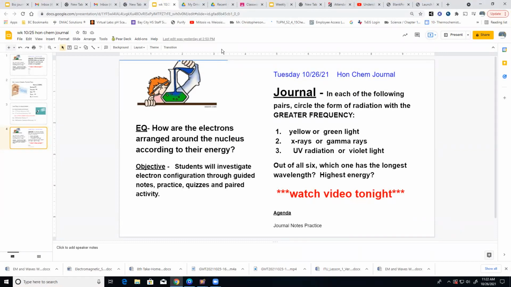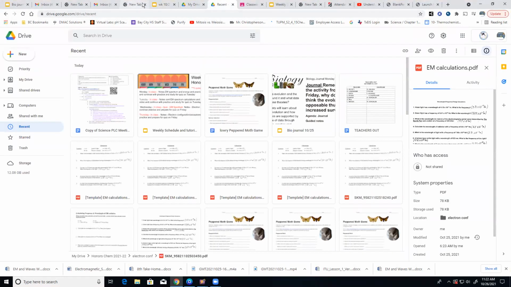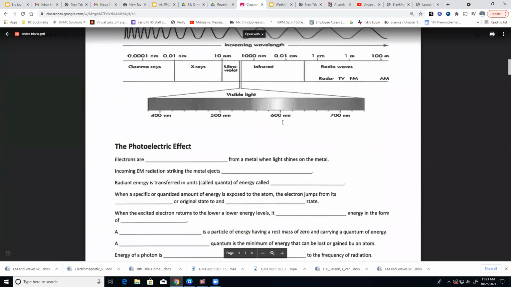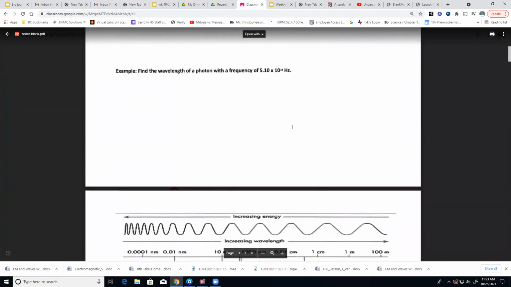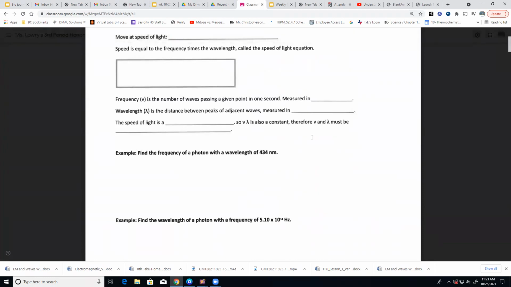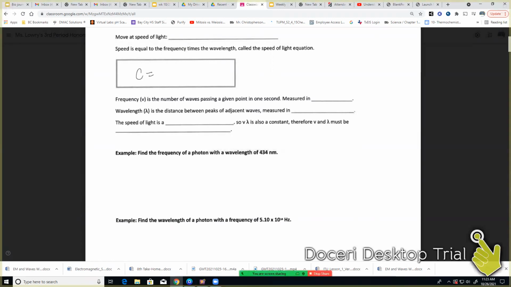All right, so today we're going to look at our formulas and some problems with those. They're pretty easy. I can find them. There we go. All right. So our first one is called the speed of light equation. So that one was C is equal to frequency times wavelength.